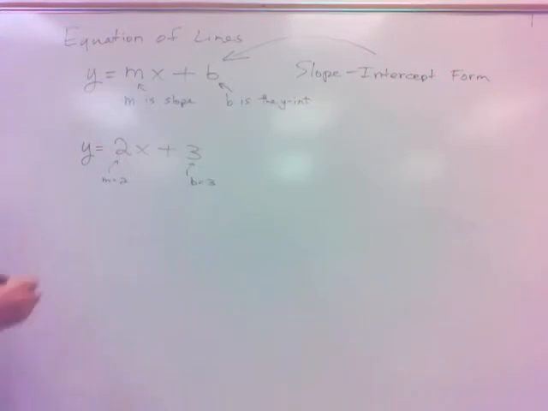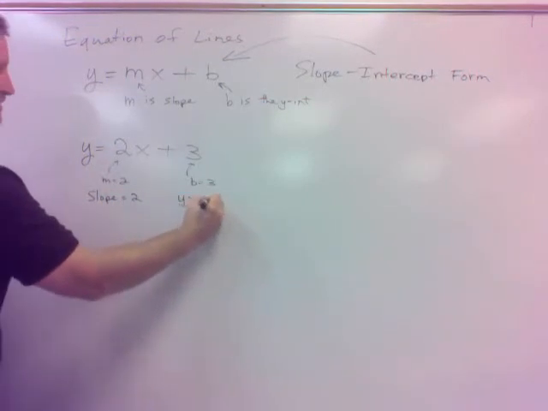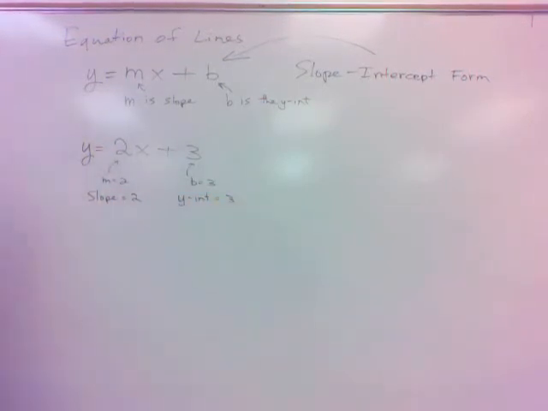So what information does that tell me? Well, that tells me the slope of this line is 2, and the b tells me the y-intercept of this line is going to be 3. Okay? All right, so that's important, like I said, important form.